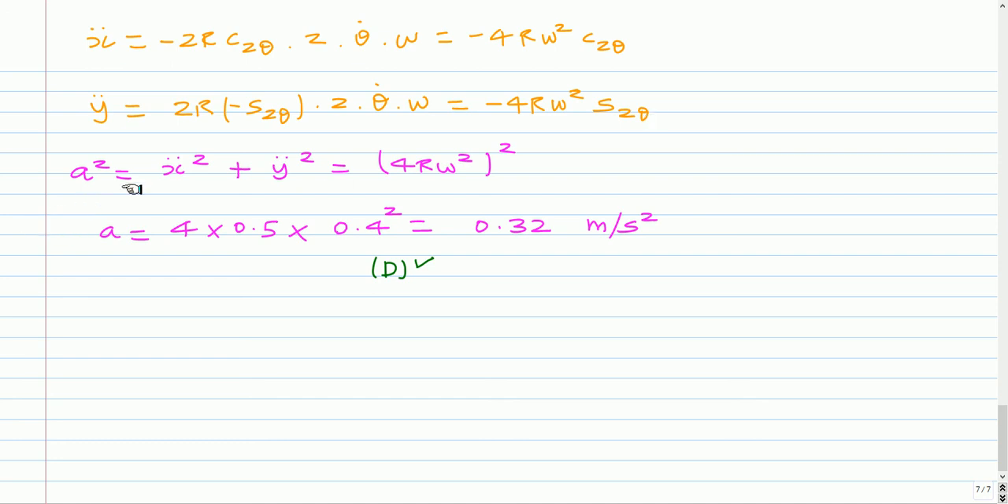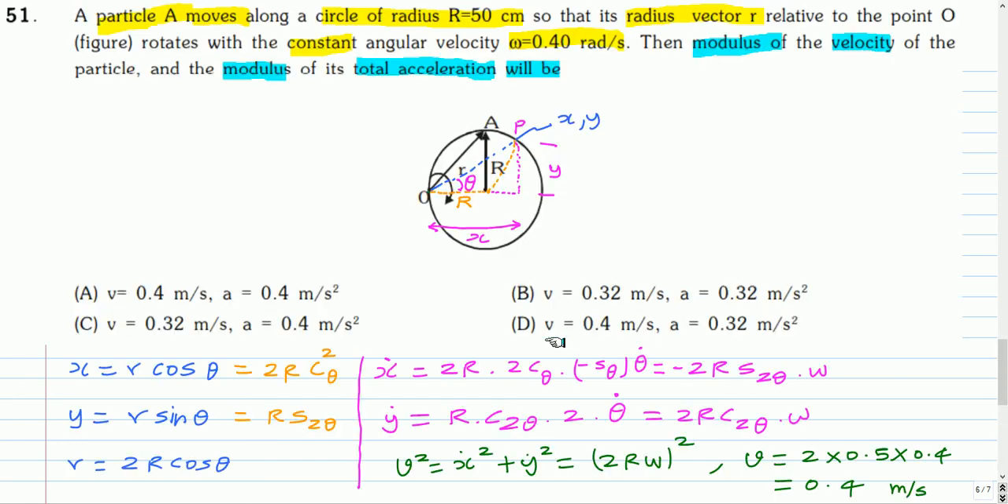Now acceleration square is x double dot square plus y double dot square. So if we square this and this and add them up, we get 4r omega square whole square. So acceleration is 4r omega square. Putting the value of r and omega, we get the value of acceleration is 0.32 meter per second square. So the correct option is option D.